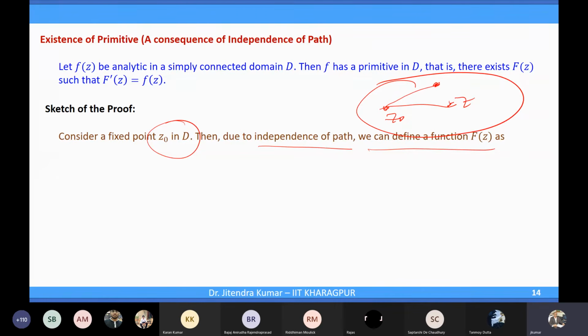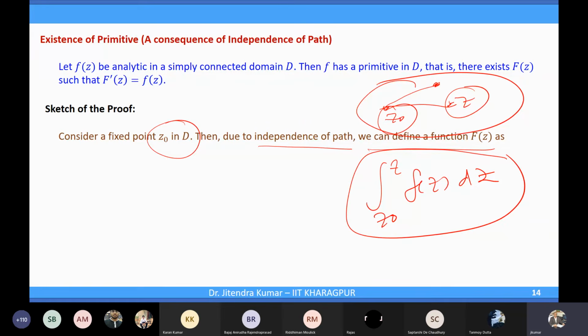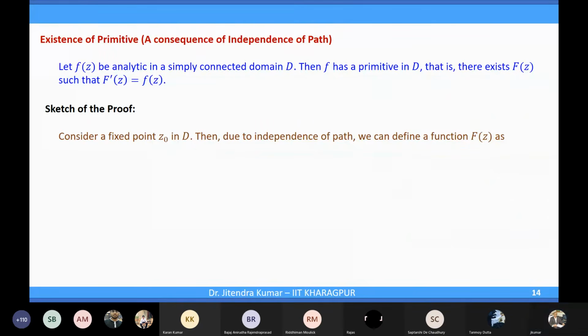So then for fixed Z0, my integral from z0 to z of f(z) dz, it defines a nice function, right? It is a function because it depends on z, nothing else. It will not depend on any path, on how you are approaching from z0 to z. It will depend on what your z is. That's all. You have a different z, the value is different.